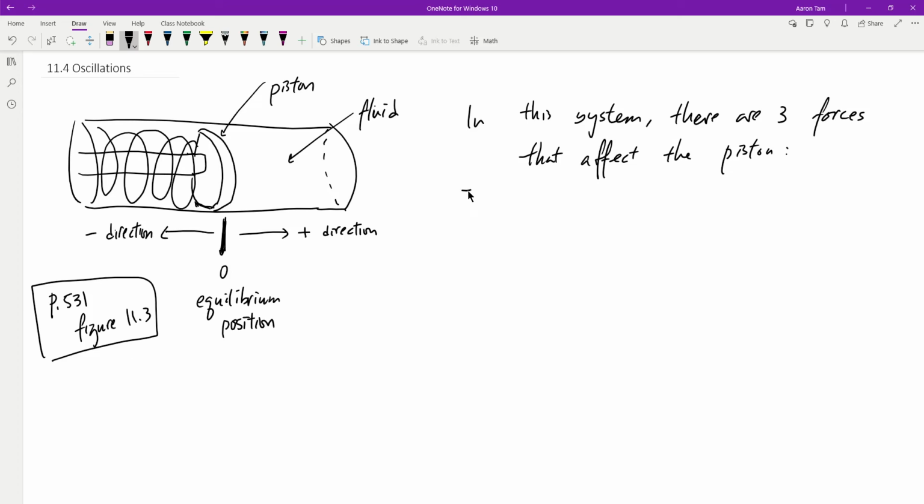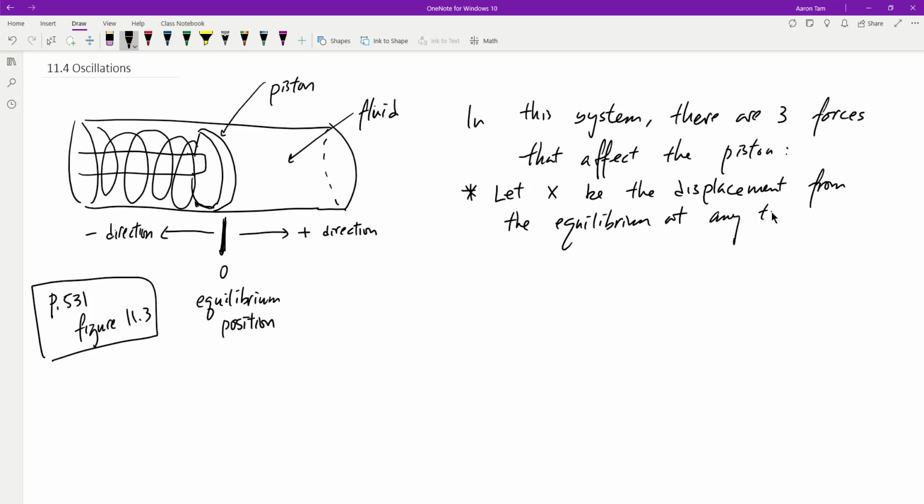Before we define these three forces, let's define the following. We define x to be the displacement from the equilibrium position at any time t. So therefore, our x, technically speaking, is what we call x of t, our displacement function. So what are the three forces that are actually being applied?